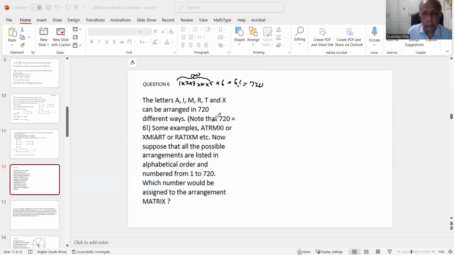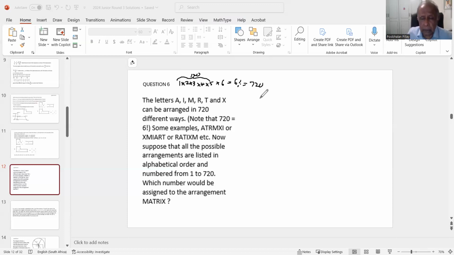All right. Now, they say you arrange all these things. For instance, this is an arrangement. These are different arrangements. Now, suppose that all the possible arrangements are listed in alphabetical order and numbered from 1 to 720. Which number would be assigned to this particular arrangement, which reads as MATRIX? Okay, so let's put them in alphabetical order. You've got A, I, M, R, T, X. They're already in alphabetical order. Right? R is before T, which is before X, and so on.